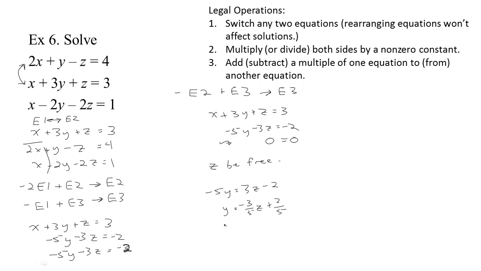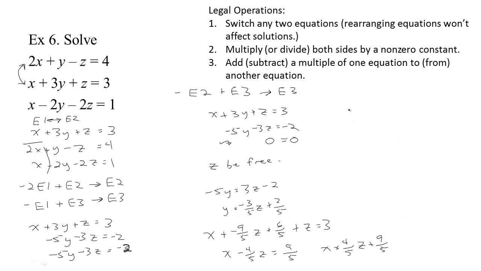Now knowing y in terms of z, we can solve for x in terms of z. The first equation says x plus 3y, and 3y would be negative 9/5 z plus 6/5. X plus 3y plus z equals 3. So x, let's see, negative 9/5 plus 5/5 would be negative 4/5. So x minus 4/5 z. If I move the 6/5 over, this is 15/5, take away 6/5 is 9/5. So x is 4/5 z plus 9/5.